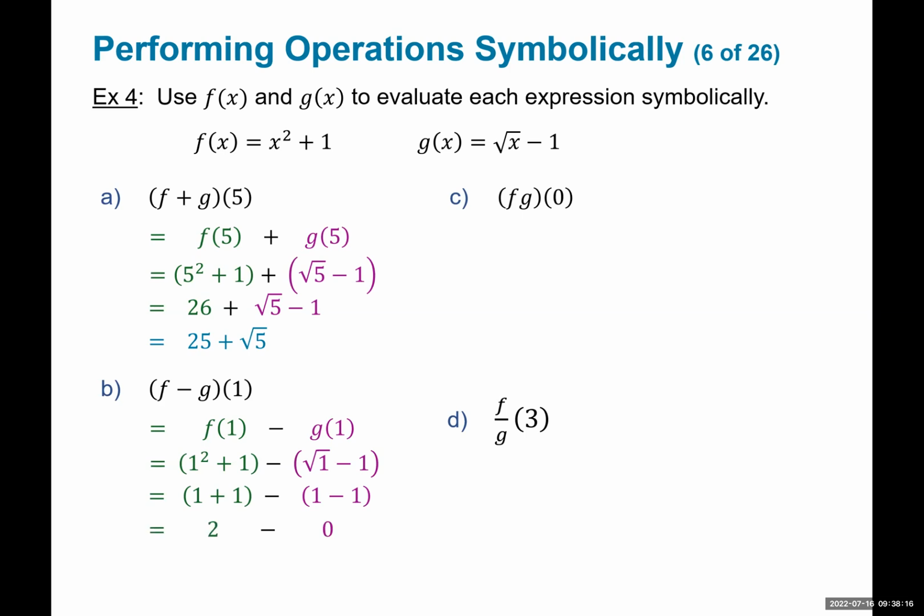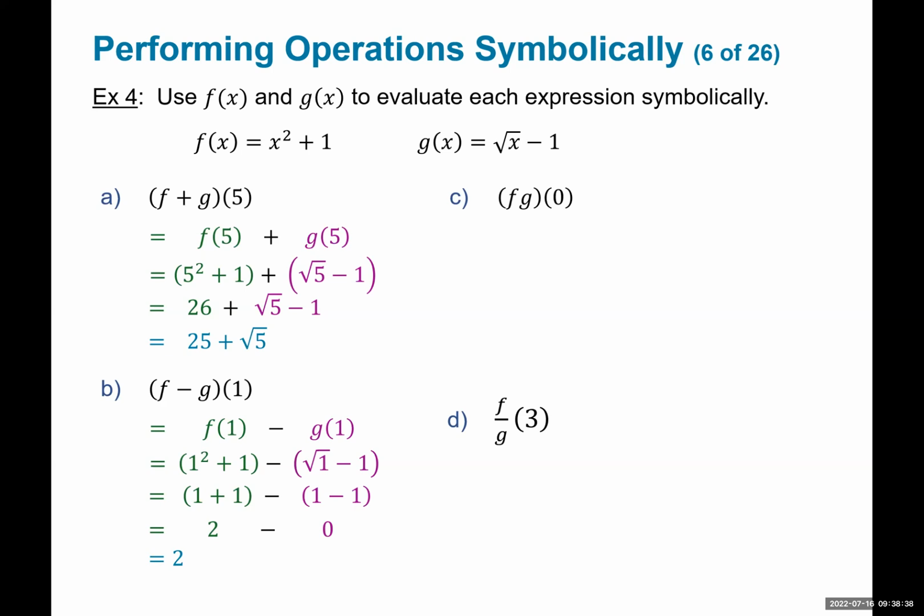The difference between A and B is the square root of 5. That's not a whole number. That's not a perfect square. Whereas square root of 1 is a perfect square, and it is 1. So square root of 1 minus 1, 1 minus 1 is 0. So the answer will be 2.